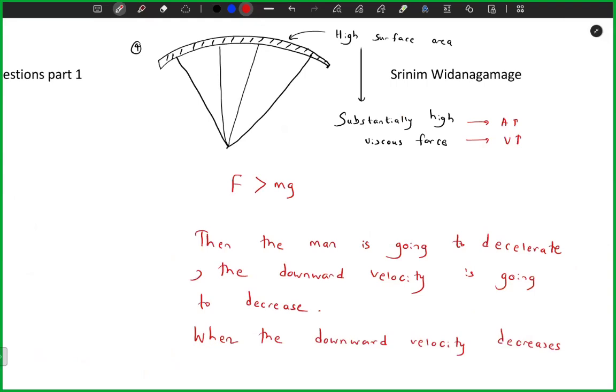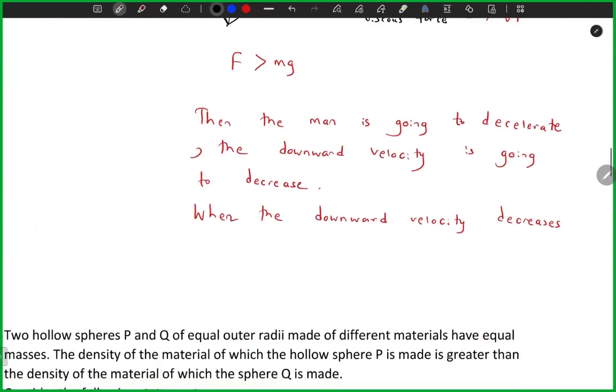But now you see, because you have a viscous force, the velocity keeps on decreasing. You're going down, and the velocity keeps on decreasing. Then what happens? We know when the velocity decreases, the viscous force by itself also decreases. Right? When the downward velocity decreases, the viscous force decreases. Now, what happens when the viscous force decreases?